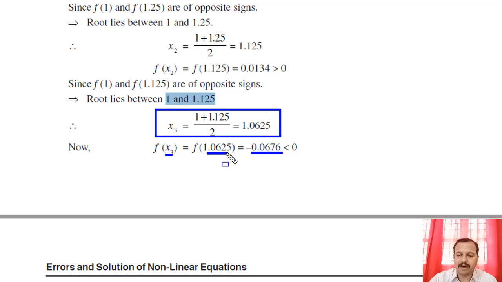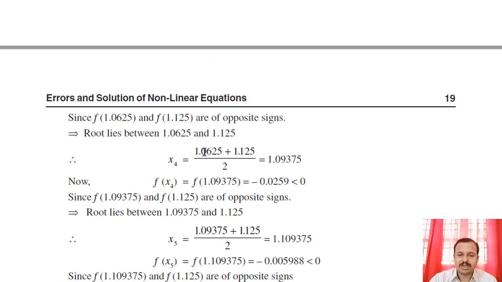Please observe, I have written a statement over here: since the value of f at this point and the value of f at this point are of opposite sign, we conclude that the desired root lies in between these two things, and then we subdivide this interval again. When we subdivide this interval once again, we get the new value x4. The new value x4 is computed like this.